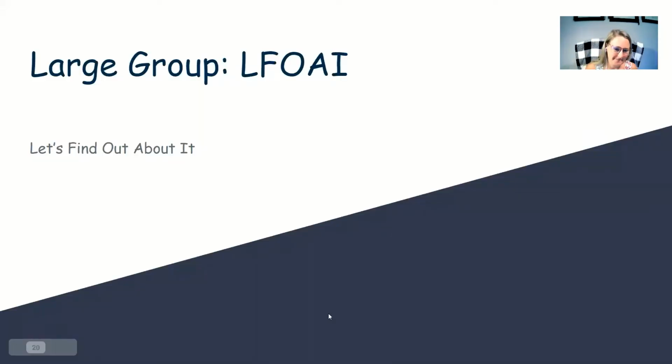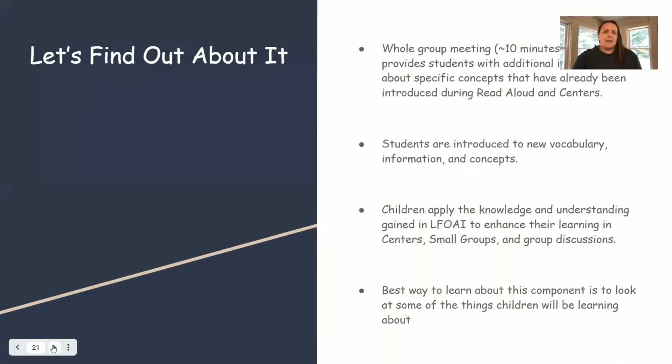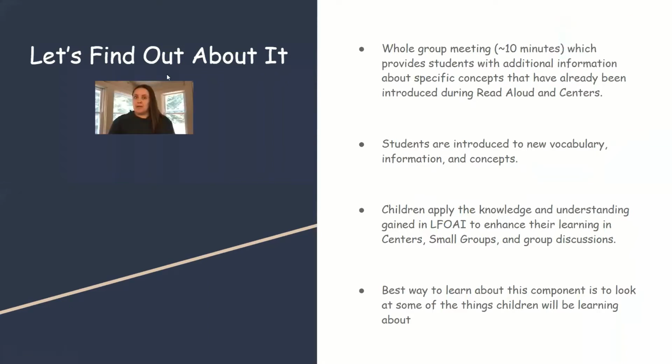Thanks. Okay, I'm ready. So we're going to do one of the large group activities, which is "Let's Find Out About It." You can go ahead to the next slide. This happens usually 2 or 3 times a week, and it's all in the schedule for each week that's laid out. This is a whole group meeting that's approximately 10 minutes long, which provides students with additional information about specific concepts that have already been introduced to them during their read alouds and their center time.